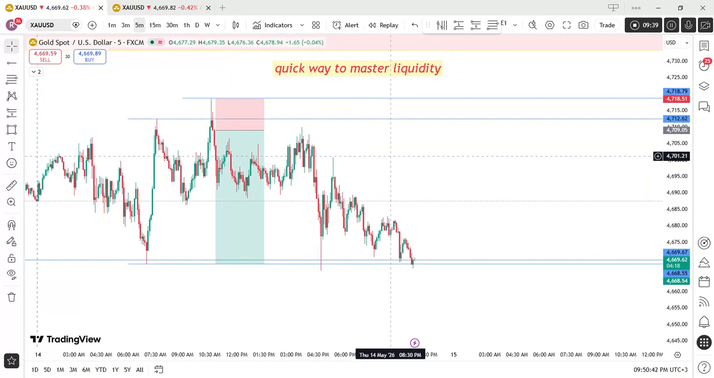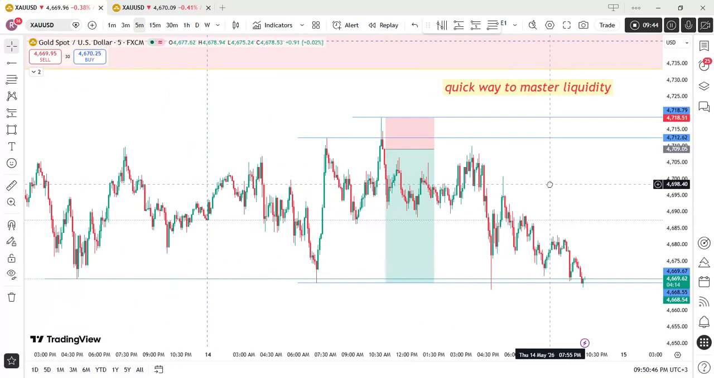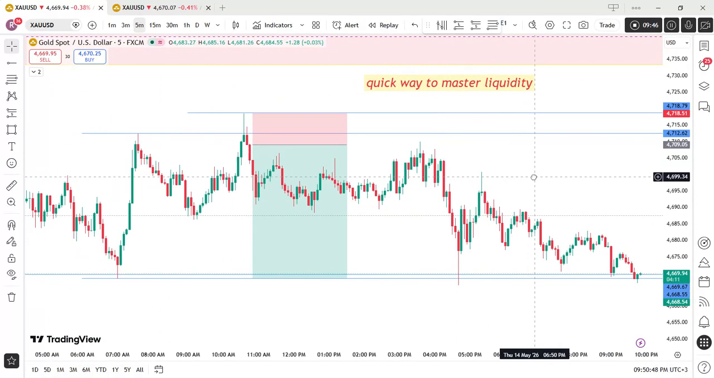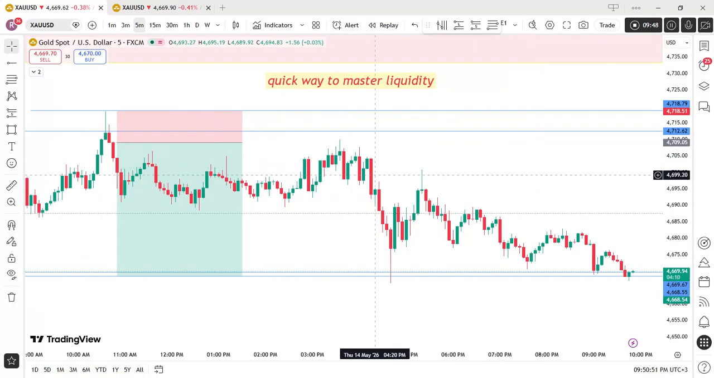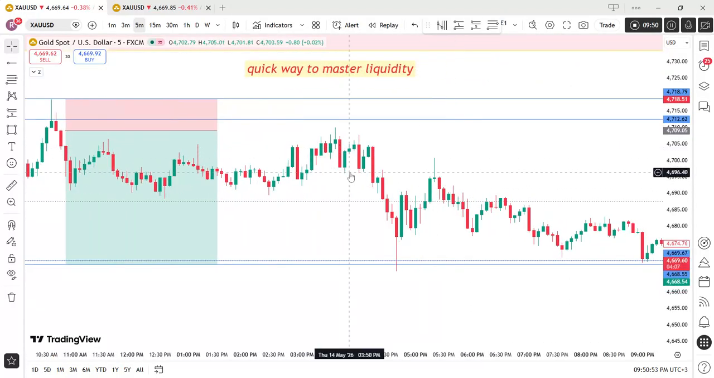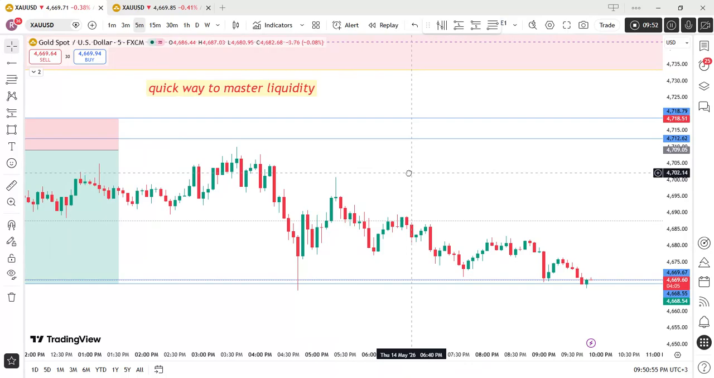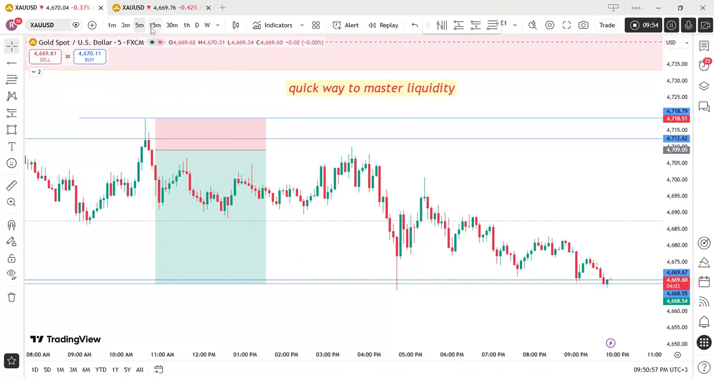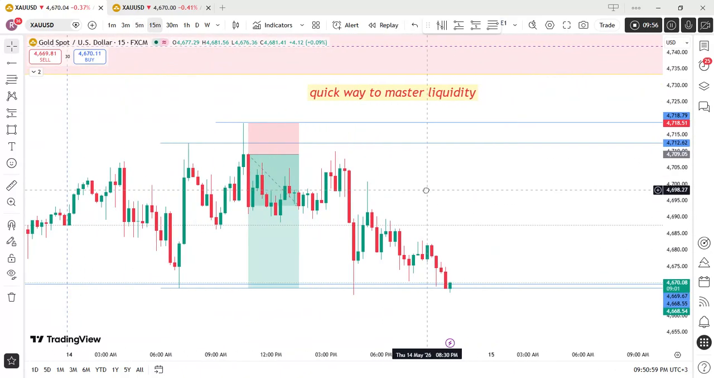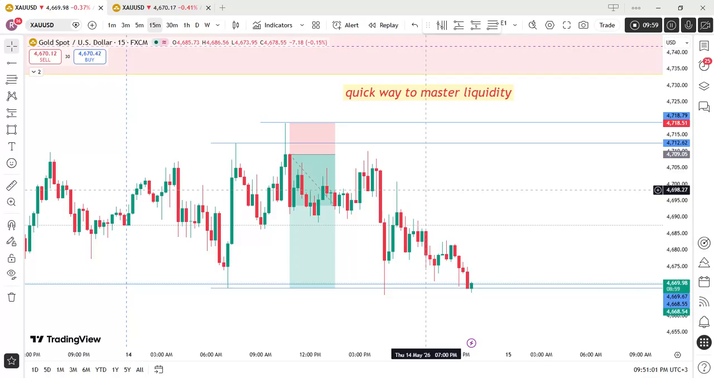But there's an even deeper concept about liquidity: fair value gaps, because that's also liquidity. These fair value gaps are liquidity. Why do you think price is coming back to mitigate them? That's liquidity. So there's more to the liquidity concept, but I hope this was a short one, just to give you guys a heads up of what's happening.